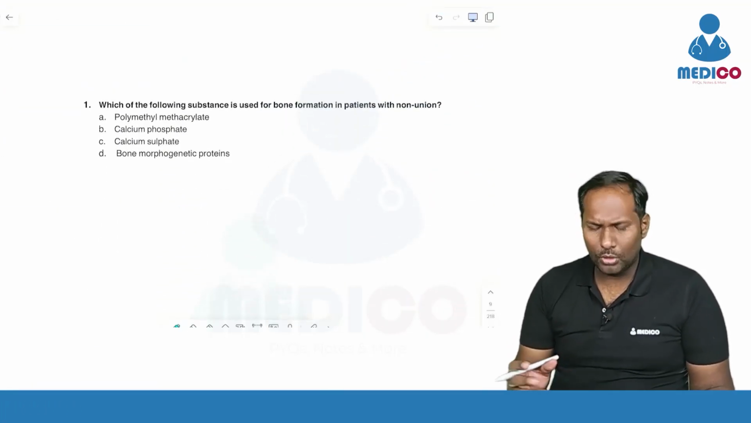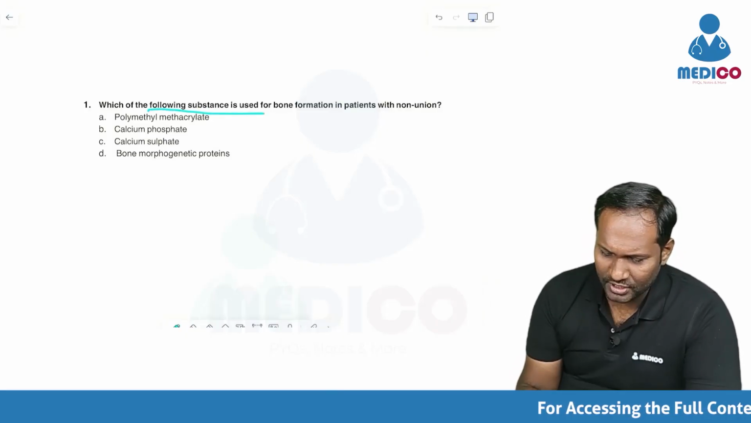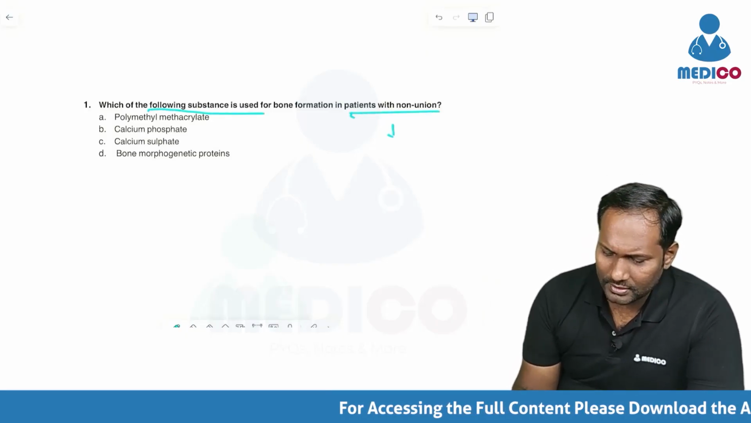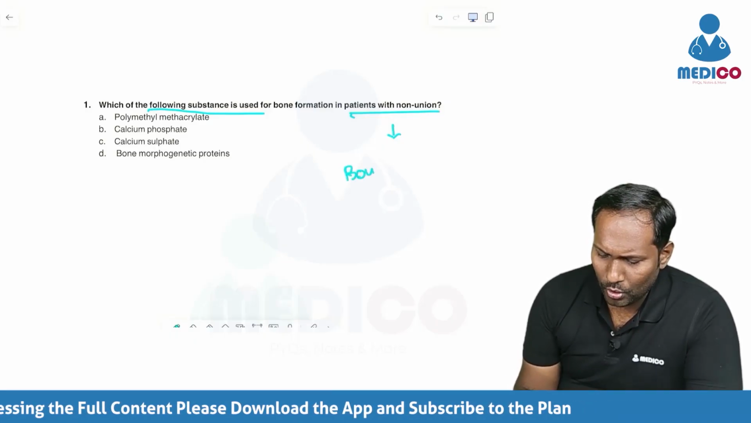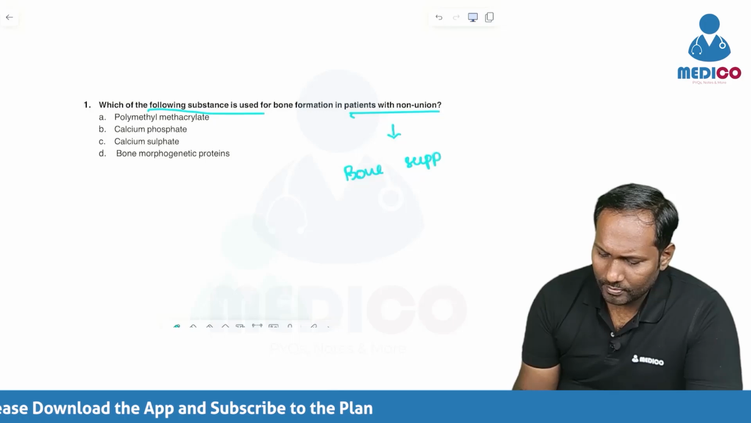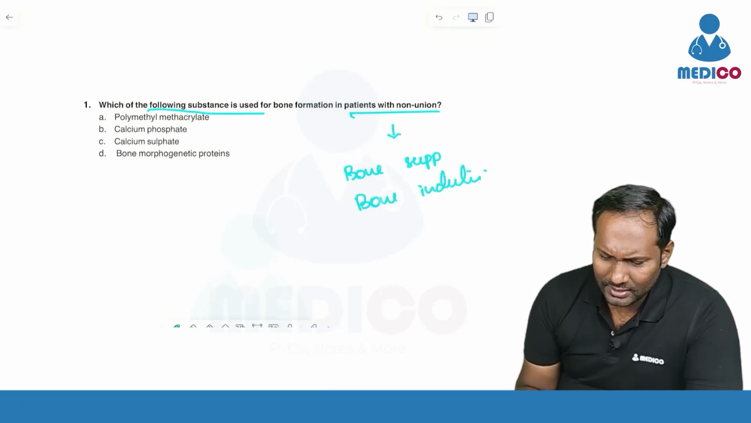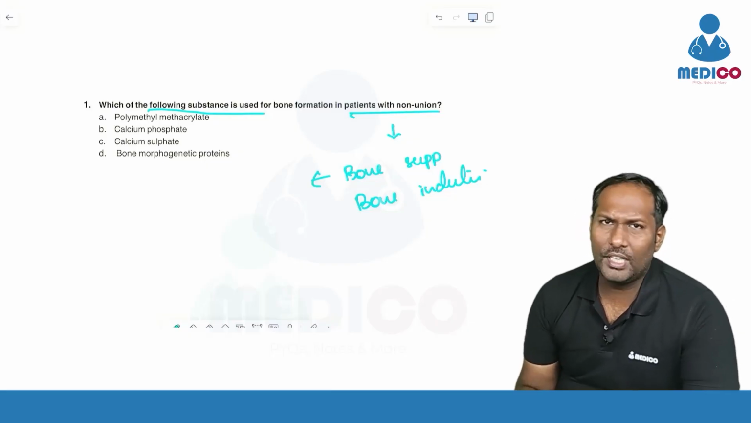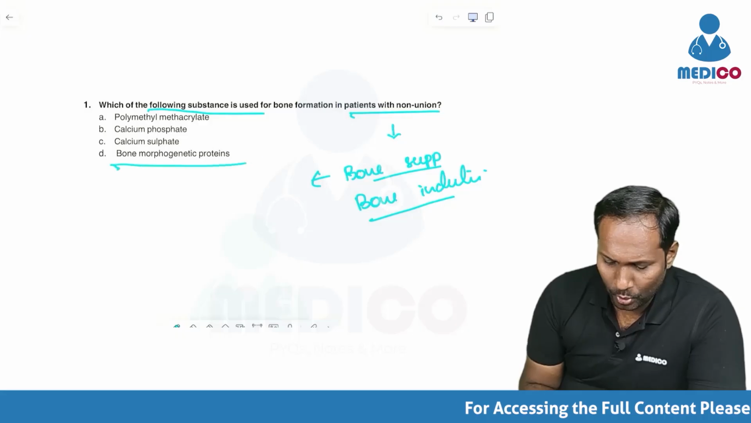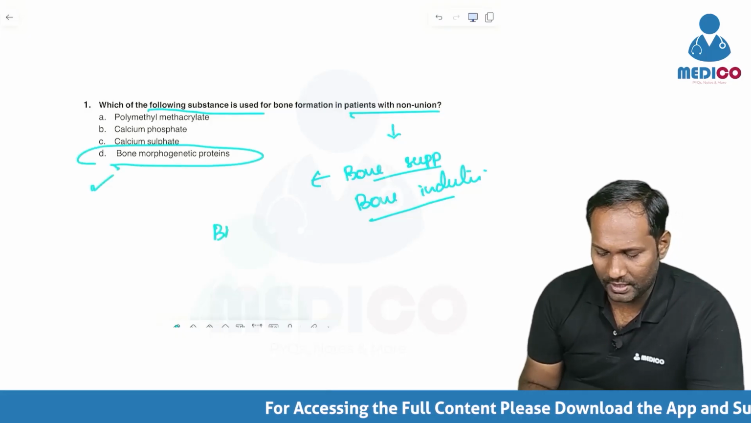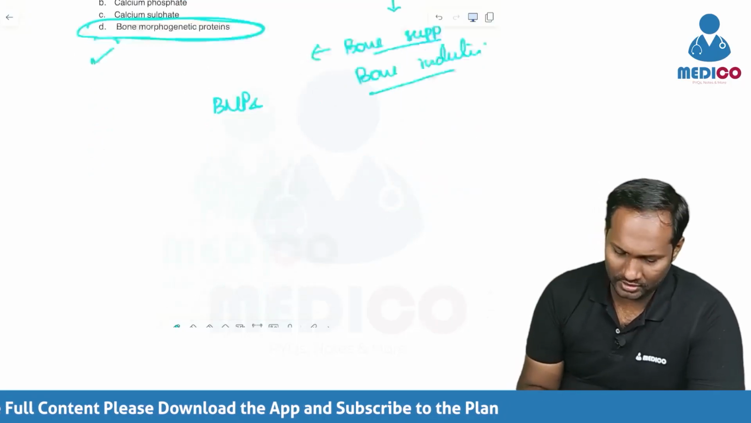So next question, similar to non-union. Which of the following substances is used for bone formation in patients with non-union? Here, what we have to understand is that certain substances have bone supporting capacity, and only certain substances have bone induction capacity. A simple cement will be a bone supporting device. Something that has bone inductive property is bone morphogenic proteins or BMPs. So the answer for this question is bone morphogenic proteins.